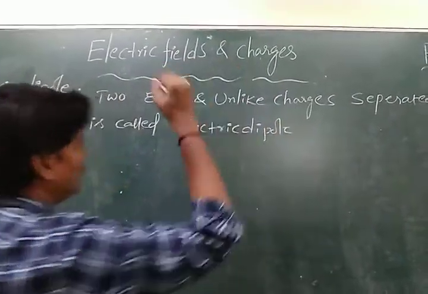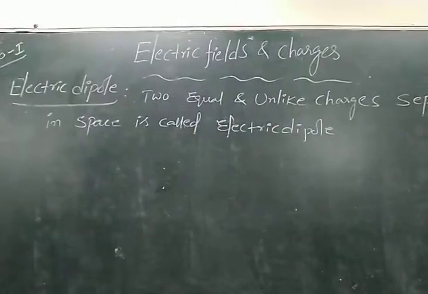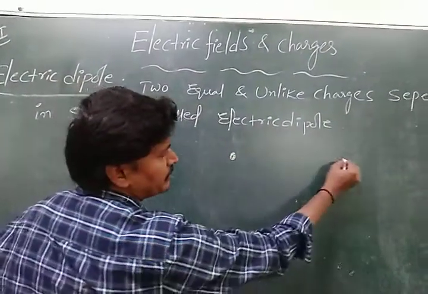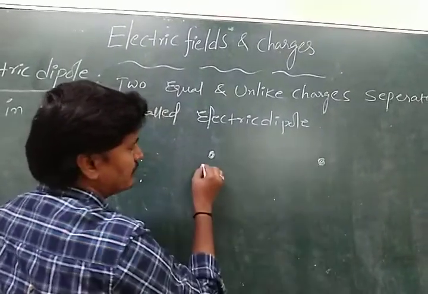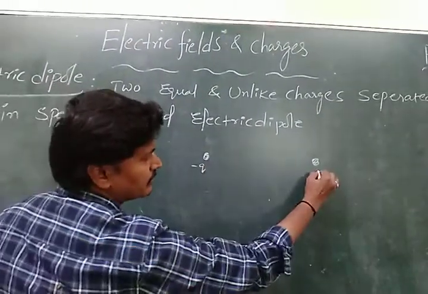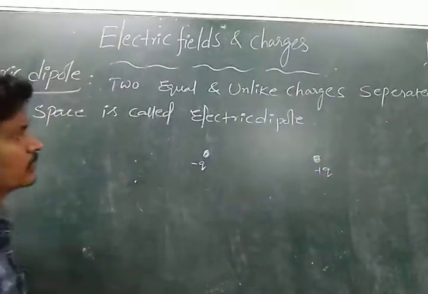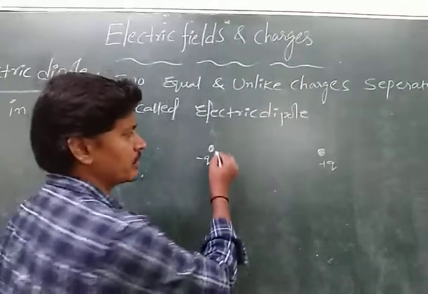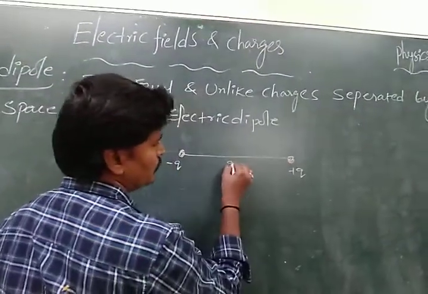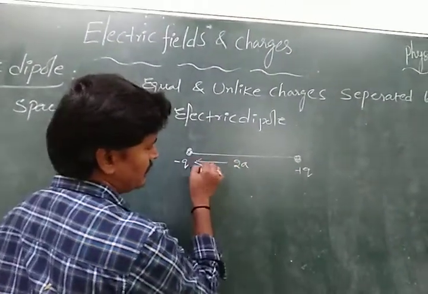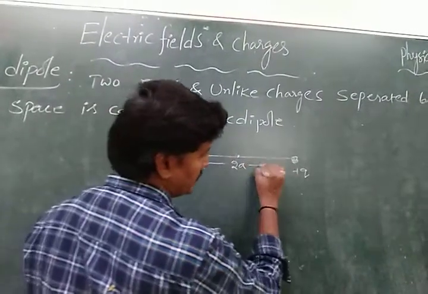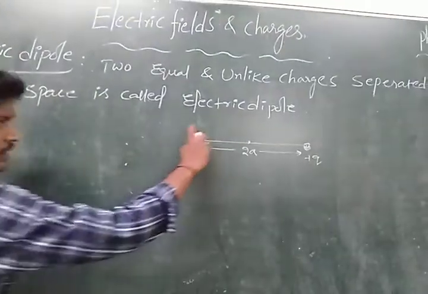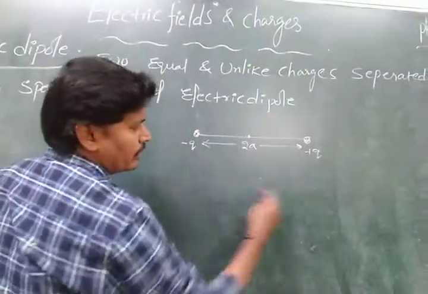So this is the electric dipole statement. Two charges equal in magnitude and opposite in sign. This is minus q charge, this is plus q. So the magnitudes are equal but the signs are opposite. They are separated by a certain distance, that is 2a. Center to first particle is a, center to second particle is a. Total distance is 2a. This is called an electric dipole.